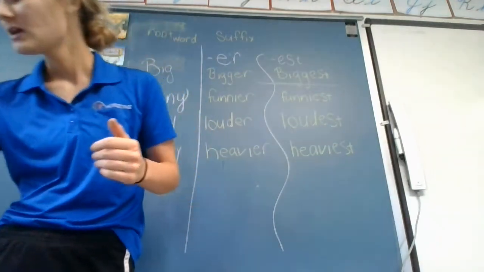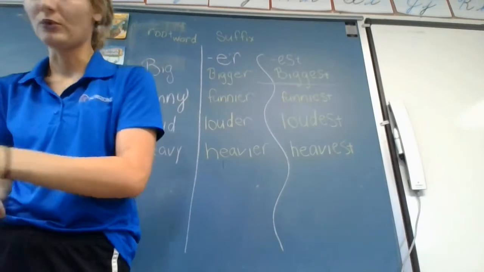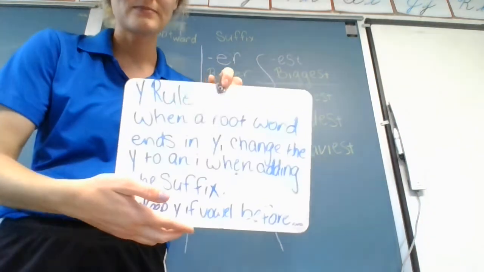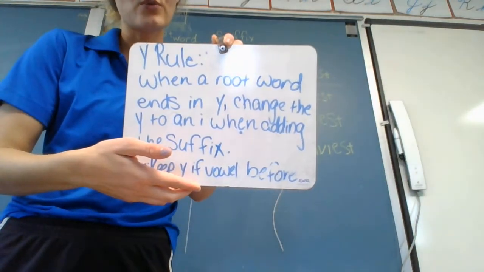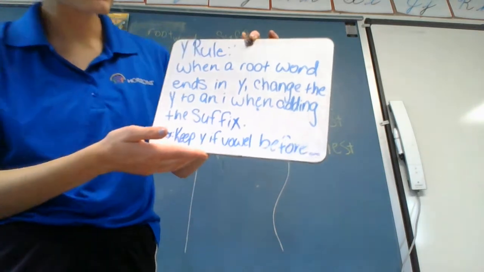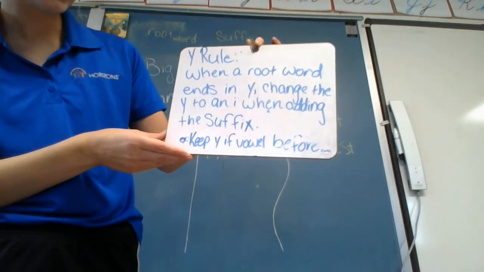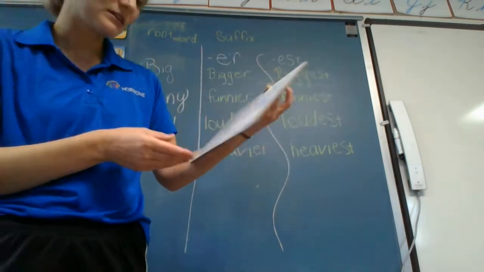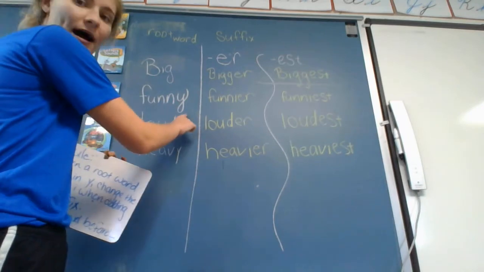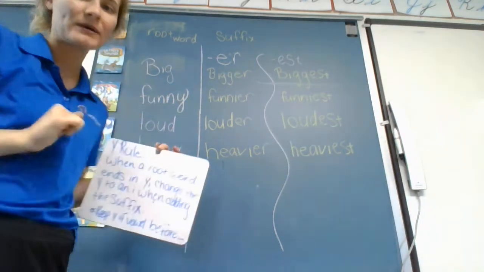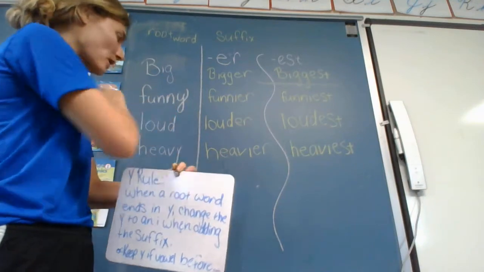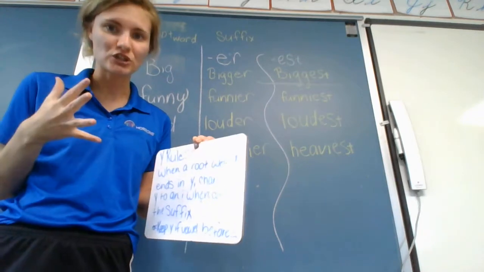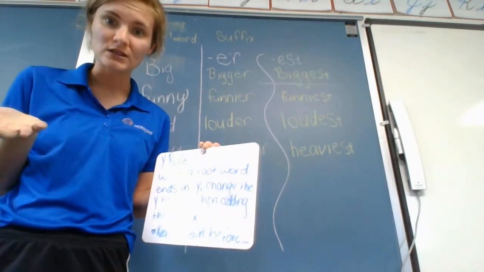But some of them, we follow the Y rule, which is with the other ones. And so our Y rule says, when a root word ends in Y, change the Y to an I when adding the suffix. So we drop that Y and we change it to an I with this one and with this one. But we do have an exception to that rule. So we don't do it with all words.